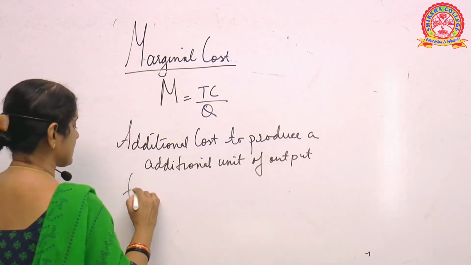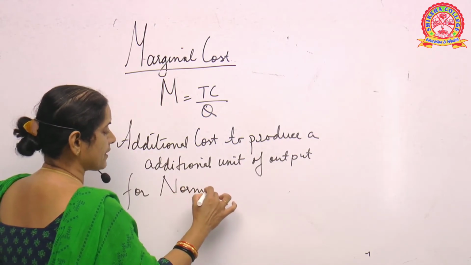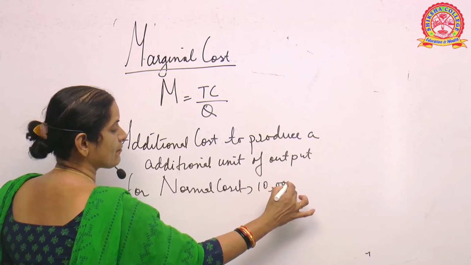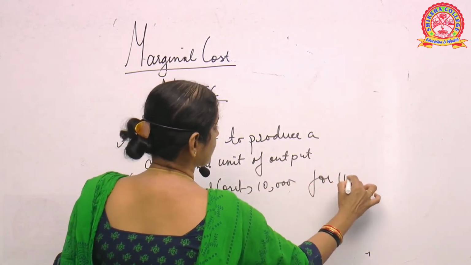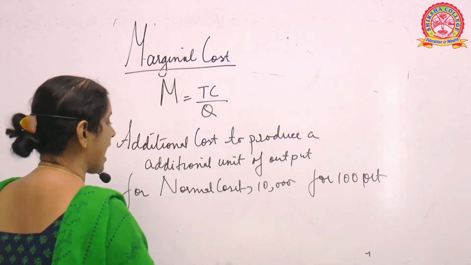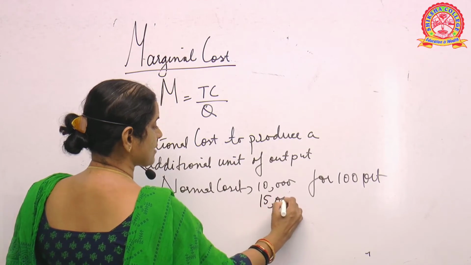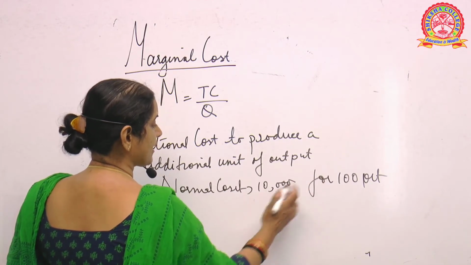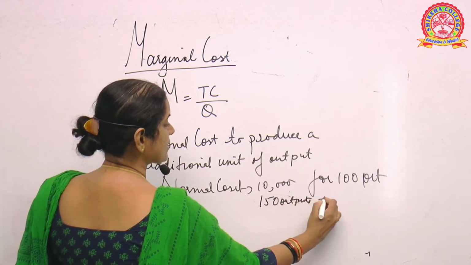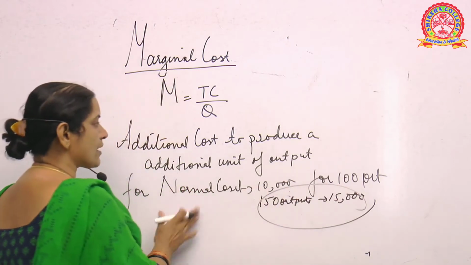For example, suppose the normal cost of our company was say 10,000 rupees for 100 outputs. Now suppose it is now thinking of 150 outputs, then it has to invest 15,000 rupees. This is just an example I am giving. So what does it mean?